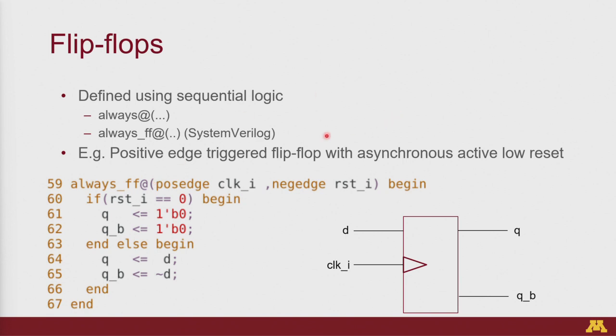And in terms of code, you can think of this as a boilerplate for flip-flop code. So you have always FF. You're saying that this flip-flop is a positive edge triggered flip-flop, so it works on the positive edge of your clock. And this is an asynchronous flip-flop because it's also being triggered by the negative edge of the reset, right?